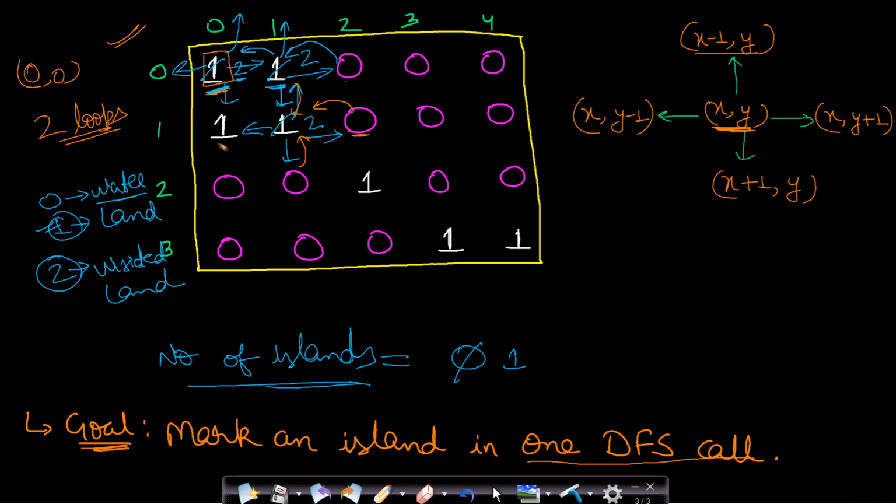On the left hand side you have 1, so you will mark it as 2, and then you will again make calls in all the 4 directions. Now left is out of bounds, down is 0, right hand side is already visited, and top is already visited. So all these 4 calls will get returned, and similarly we will return back to this first cell. Now this first cell has been processed.